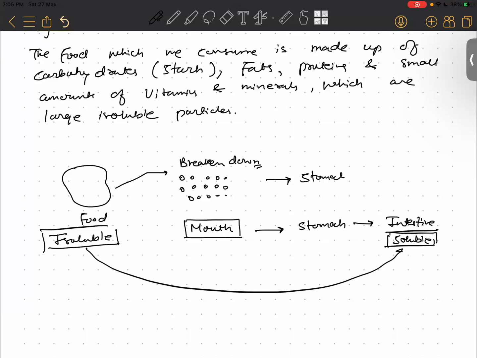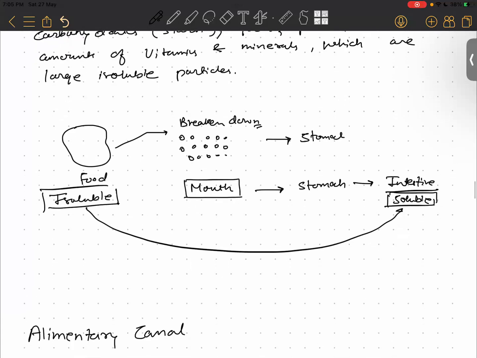It acquired a soluble form. So the journey of food basically starts from our mouth, then it goes to our intestine where it becomes insoluble form, which basically passes through the walls of the intestine, and can be absorbed by the walls of the intestine and used up for growth, repair, and other purposes.